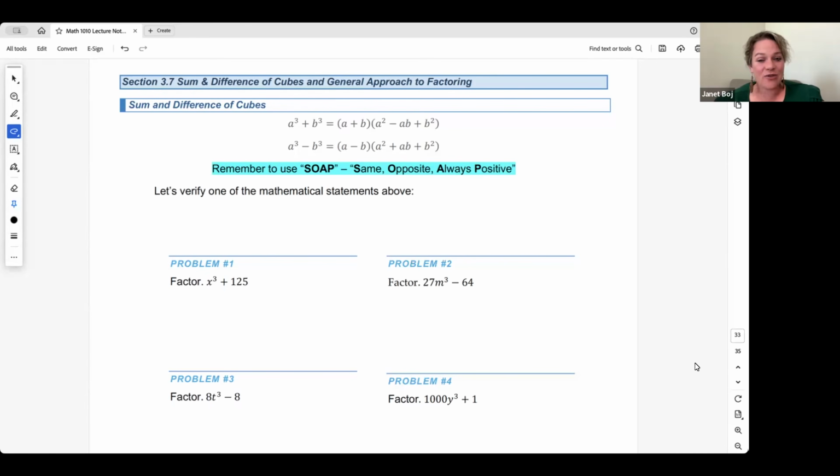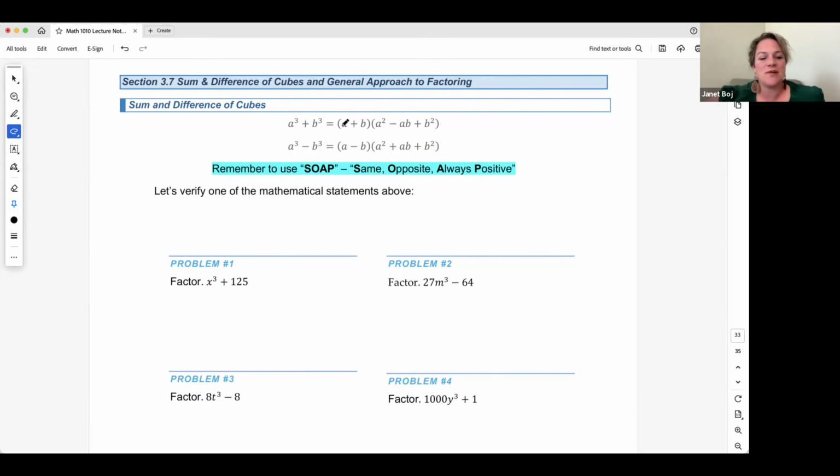When you think about factoring and you have two terms, you'll likely have a special pattern. We've previously talked about the difference of squares when you have two squares. In this section, we see the difference and the sum of cubes. So we have a special pattern to help us.